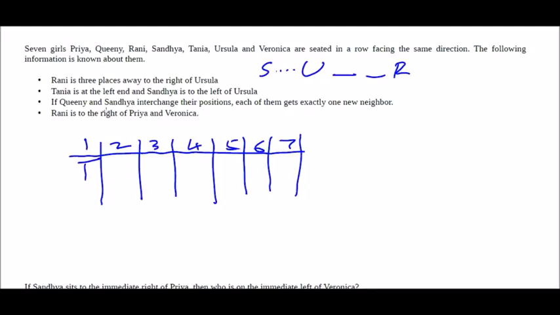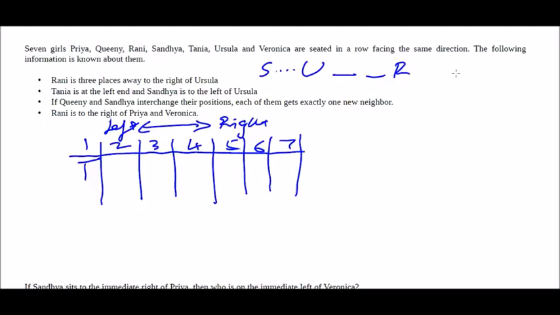Okay. Now, it says Queenie and Sandhya interchange their positions. Each of them get exactly 1 new neighbor. We are assuming this direction is left, this is right. Rani is to the right of Priya and Veronica. If Queenie and Sandhya interchange their position, each of them gets exactly 1 new neighbor. Okay, we'll come to this later. Rani is to the right of Priya and Veronica.